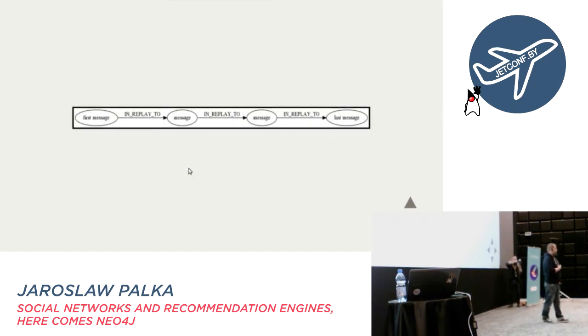What is an email thread? It is something where there is a first message and there are only relationships of IN_REPLY_TO type between messages, and there is the last message. How do you recognize the first message? This is the message that doesn't have an incoming relationship. What is the last message? This is the message which doesn't have an outgoing relationship. How to write it in Cypher?